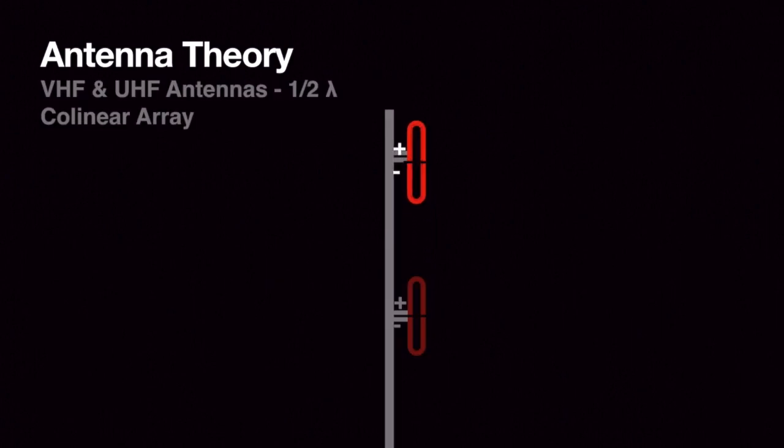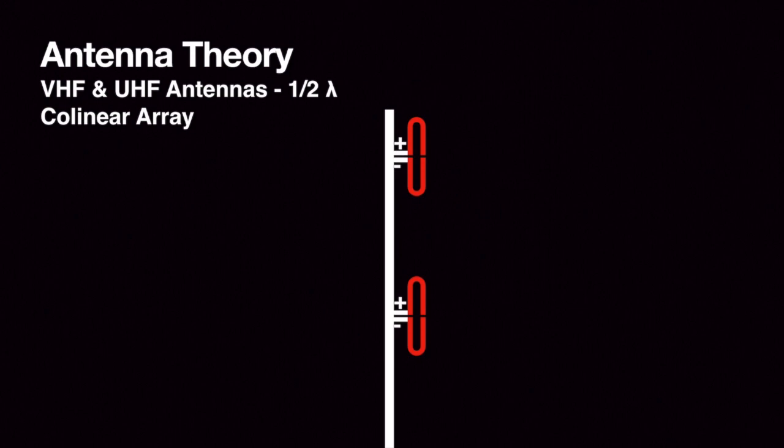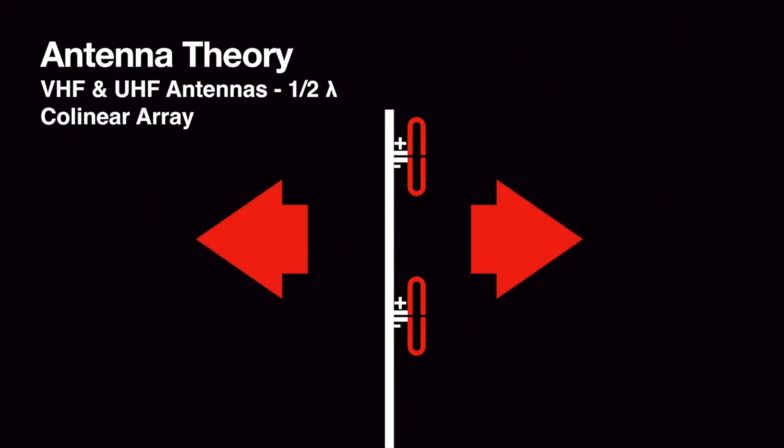Commonly, you will see folded dipoles mounted in what is called a collinear array. A collinear array consists of 2 or 4 dipoles positioned half a wavelength apart. Collinear arrays reduce the radiation strength towards the sky and increase the radiation strength towards the horizon.